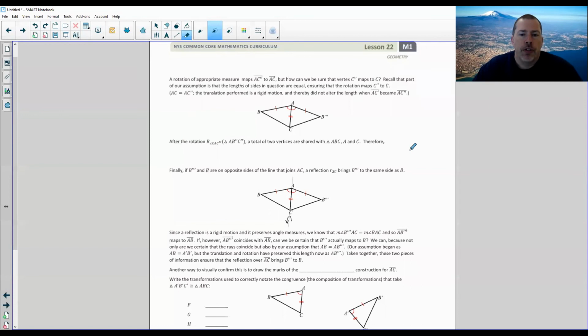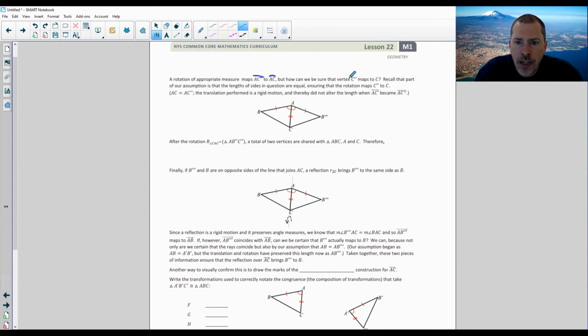Okay, page 3 brings us to continuing this problem, and it says a rotation of appropriate measure maps AC double prime to AC. They have a little arrow up there. That is saying it's a ray or a vector. It is not. That should just be a segment. I wish I could erase. That should be a segment. It's segment AC double prime to segment AC.